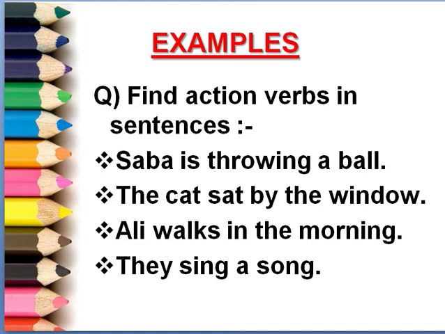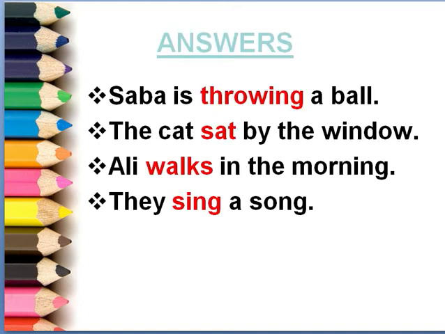Let's see the example. We can say this is a practice exercise also. Question: find action verbs in sentences. Saba is throwing a ball. The cat sat by the window. Ali walks in the morning. They sing a song. Now let's see the answers. Saba is throwing a ball: throwing. In the second sentence, sat. Third one, walks. And the fourth one is sing. They are verbs.